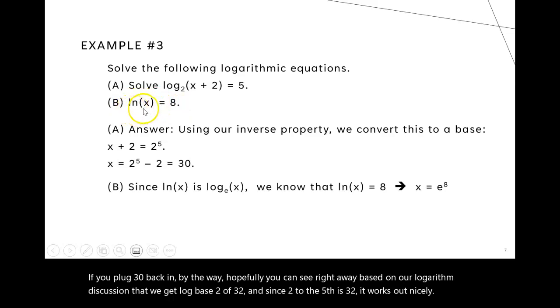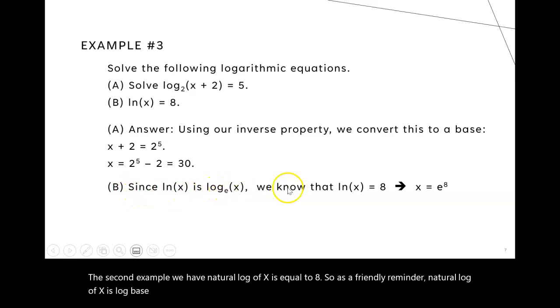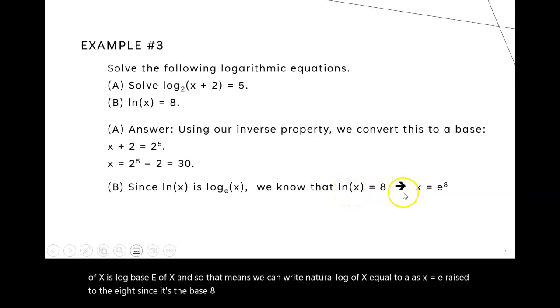In the second example, we have natural log of x is equal to 8. So as a friendly reminder, natural log of x is log base e of x. And so that means we can write natural log of x equal to 8 as x equals e raised to the 8, since this is base e. So x is equal to e to the 8. Simple as that.